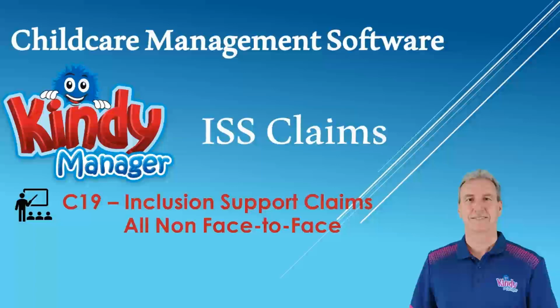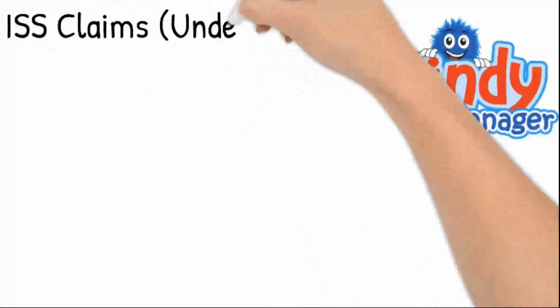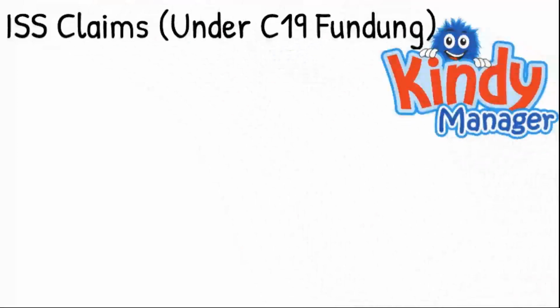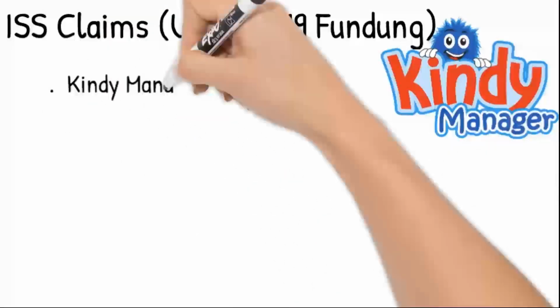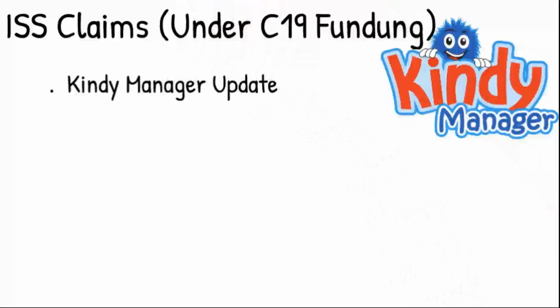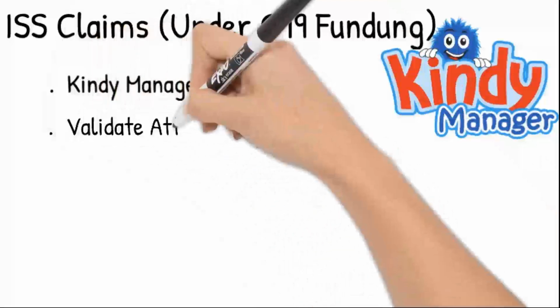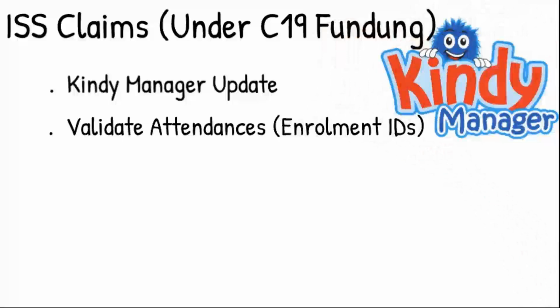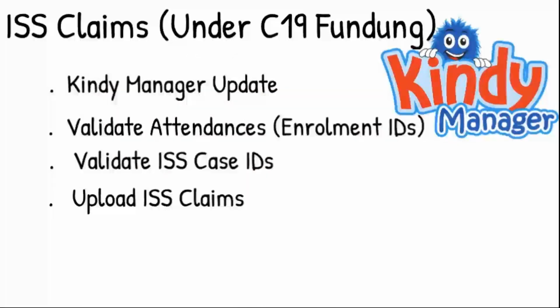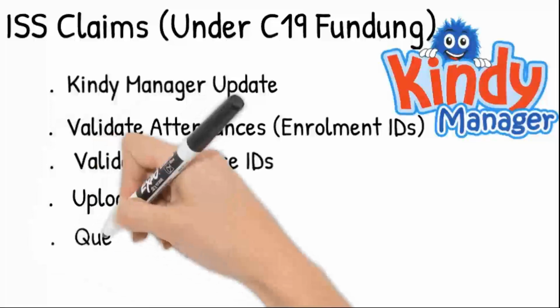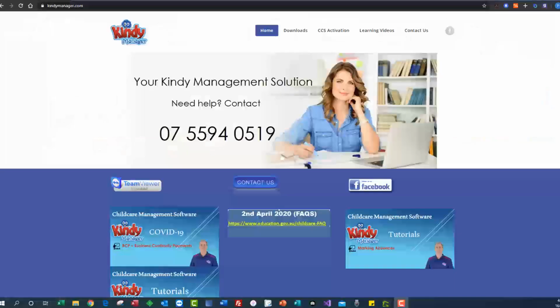In this tutorial we're going to be looking at how to claim your inclusion support under the new C19 subsidy system, which has replaced the CCS for a short time. The first thing we're going to need to do is do an update on your Kindy Manager, make sure you're on the right version. Then we're going to show you how to validate the attendances, so the enrollment IDs are present, the validating of your inclusion support records. We're going to then upload, and then we're going to synchronize and query the claims to make sure that it's all gone up.